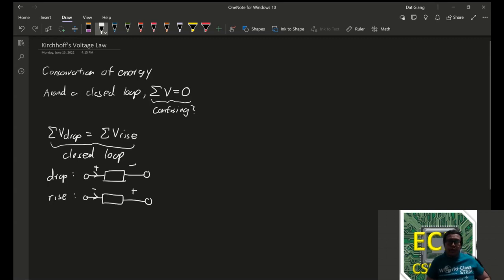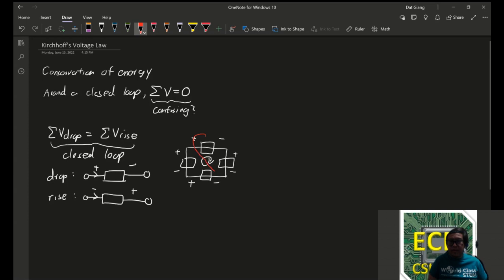So Kirchhoff's voltage law states that if we had some kind of closed loop, and let's say it consisted of elements here, if we were to draw a singular closed loop around this, maybe assign some polarities if they're not given, then the sum of all voltages dropped should be equal to the sum of all voltage rises. So if we follow the arrow, we have drop, drop, rise, rise, which means the sum of these two voltages should be equivalent to the sum of these two voltages.